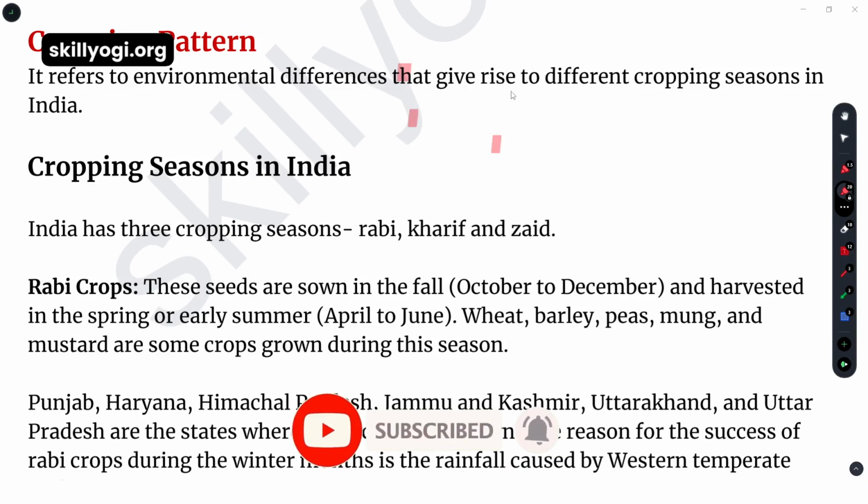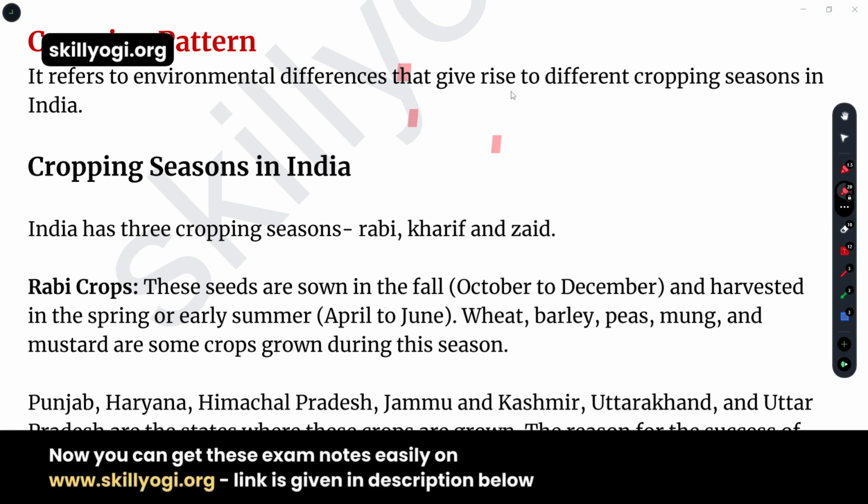Okay, till now we have learned a lot of farming processes, but now we are going to learn about the cropping pattern. That means in which season, which kind of crops are growing, that we are going to know about it. So what is cropping pattern? It refers to the environmental differences.